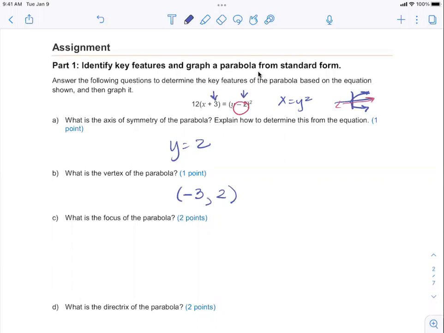If you remember, there's a form for this. Because we're in the form y squared equals 4px, we would say that 4p is equal to 12. So here's our 12 in front. So 4p is equal to 12.